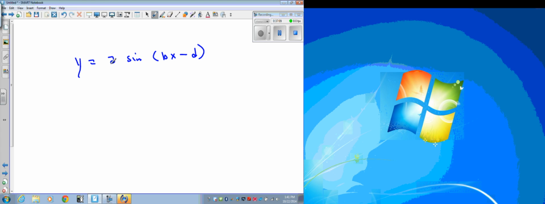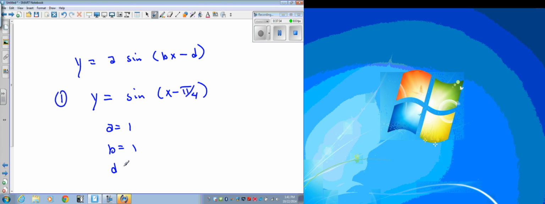Now, to get to the problem that we are at right now, which problem are we dealing with? Number 1, where it says y equals sine of x minus pi over 4. A has to equal 1. B must equal 1. And D has to equal positive pi over 4. Is that right? So this says the amplitude's 1, the period is the same as the sine, 0 to 2 pi, and the phase shift is a positive pi over 4.